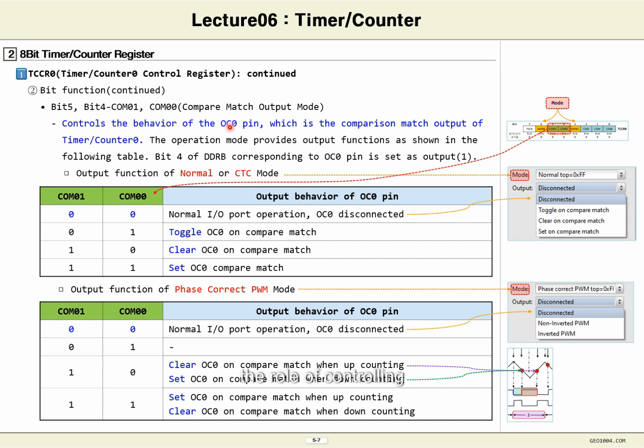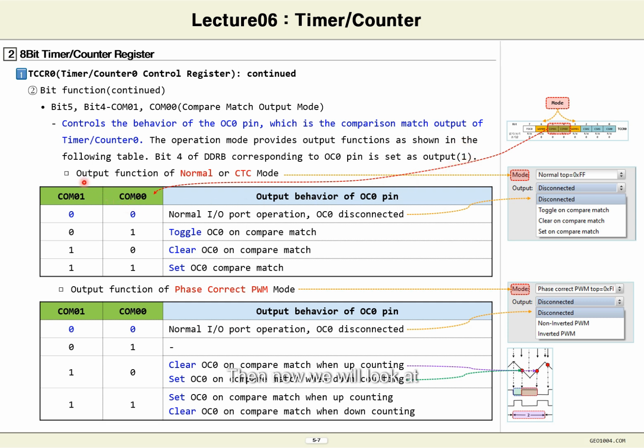These bits play the role of controlling the shape of the output, the waveform output through the OC0 pin. This determines the compare match output of timer counter 0. So, the output of this operation mode is determined according to the following modes. So, bit 4 of DDRB must be set as output, and the OC0 pin must be set as output. So please know that it must be set to 1.